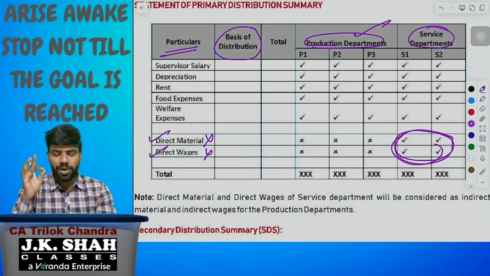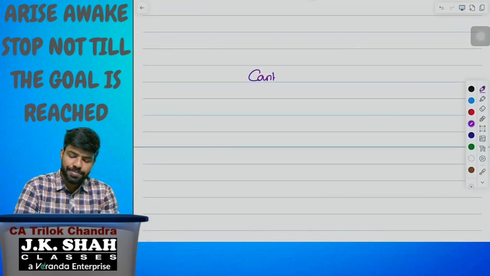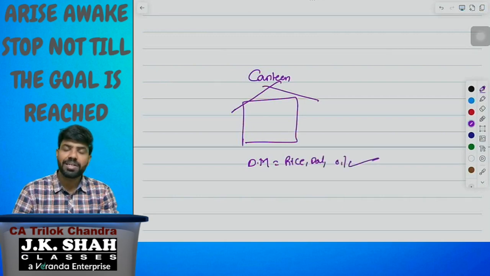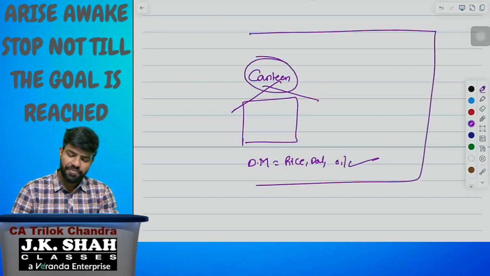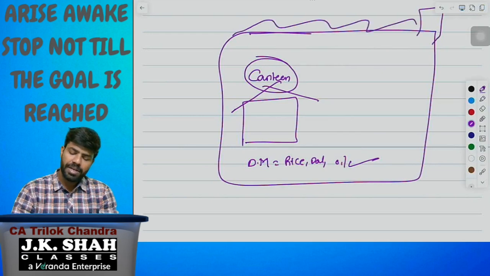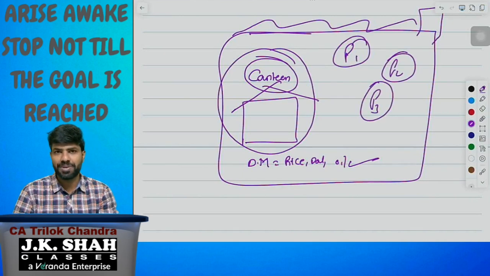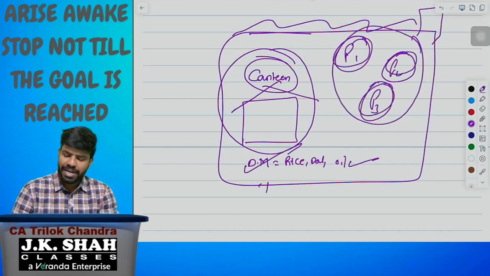Let me give an example to understand this. Let me take the example of the canteen. If you take a canteen, direct material of canteen is rice, dal, oil, all these things are the direct material according to the canteen. Within the factory, canteen is one of the departments. Apart from canteen, there will be P1 department, P2 department, P3 department, like that many production departments are there.